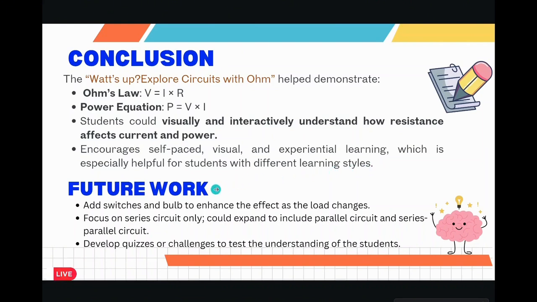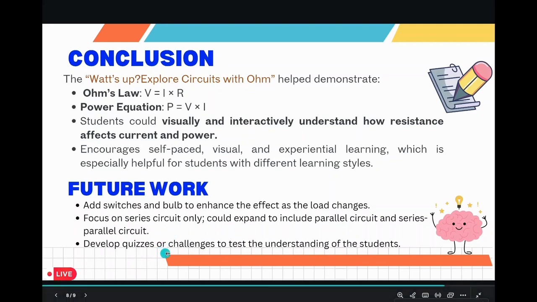Future is something that I can add to my innovation. I can add switches and also bulbs to enhance the effect as the loop changes. I can also focus on series circuit only because it can expand to include parallel circuit and series parallel circuit. Develop quizzes or challenges to test and also to enhance the understanding of the students.